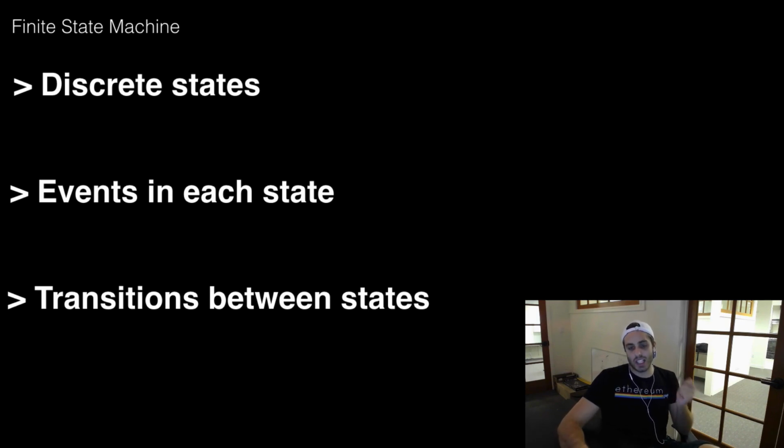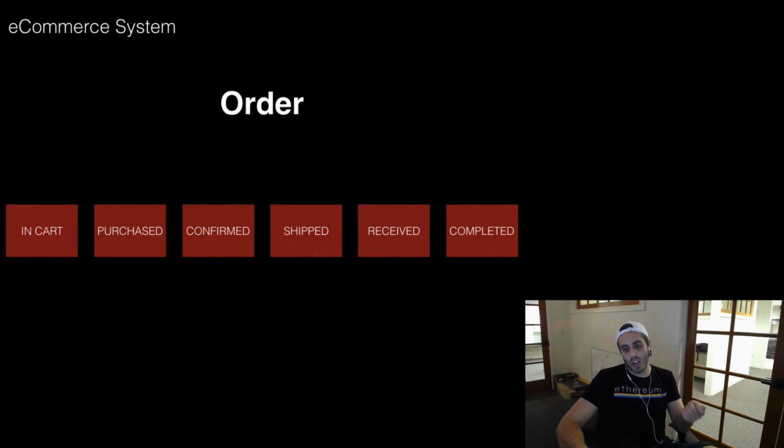So that might be a little abstract. Let's look at a real example of this that you might see out in the world, which is an order in an e-commerce system, which is often modeled as a finite state machine. In this example, an order can exist in one of 6 different states at any given time: in cart, purchased, confirmed, shipped, received, or completed.